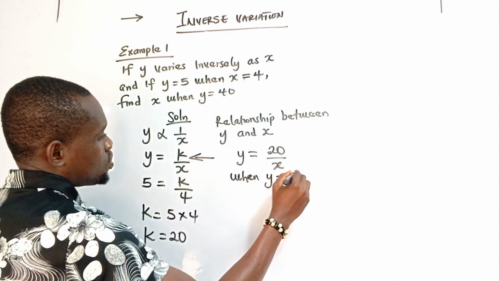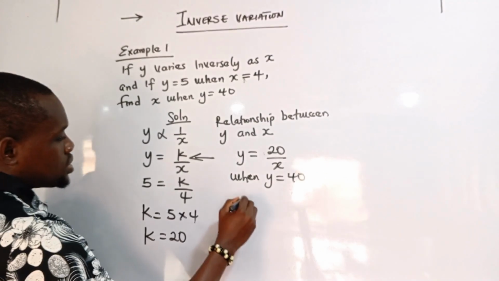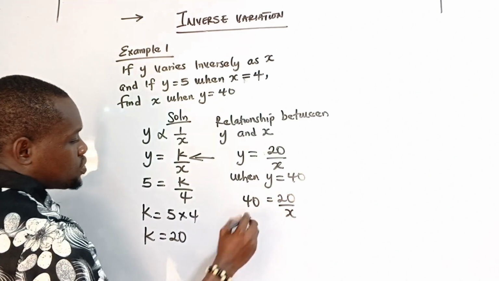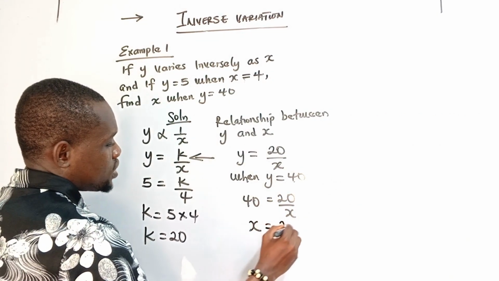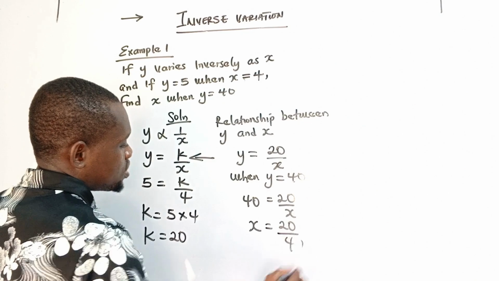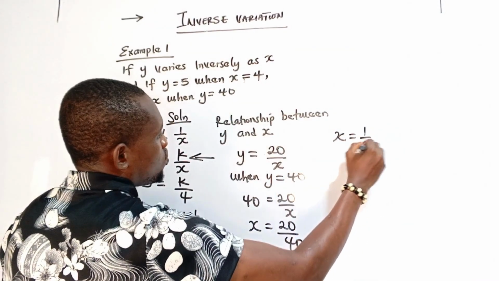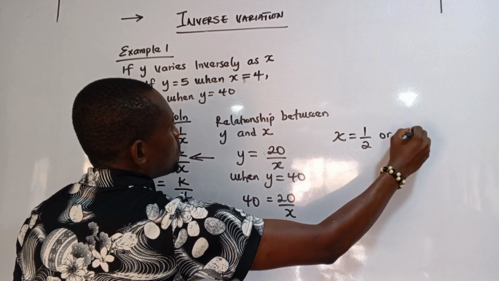So you can now go ahead to solve the second question that said that when y is equal to 40. So that means 40 is equal to 20 over x. So by the time you make x your subject, you have 20 over 40. So the value of your x is equal to 1 over 2, or 0.5.